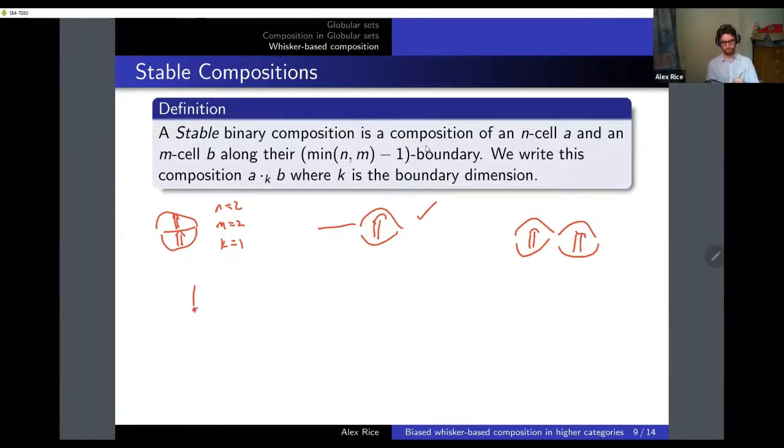The idea is if we have a string diagram that looks like this, I can deform this a little bit and it's still going to represent the same composition. Similarly, this one, I can deform as much as I like and it's still going to represent the same thing.